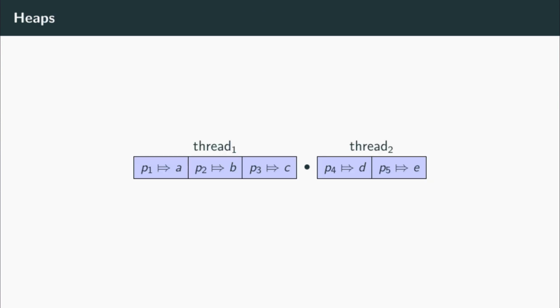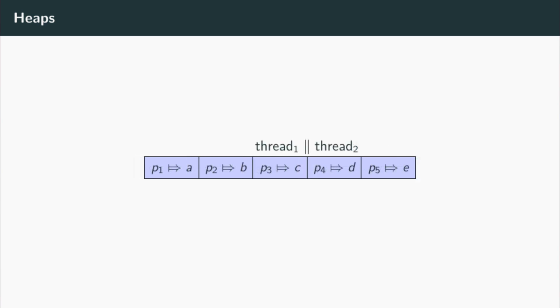The canonical PCM in separation logic is that of heaps, which are finite maps from pointers to values. The join operation is the disjoint union of heaps. When the private heap of thread 1 on the left doesn't share any pointers with the private heap of thread 2 on the right, they can be joined into the private heap of a parent.